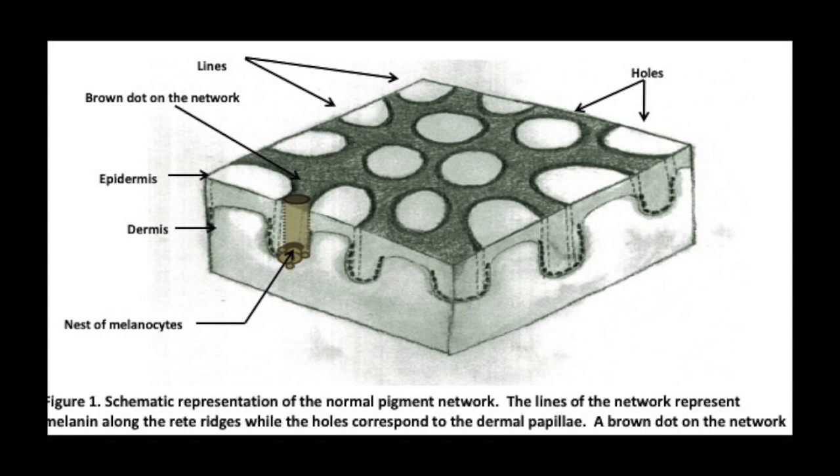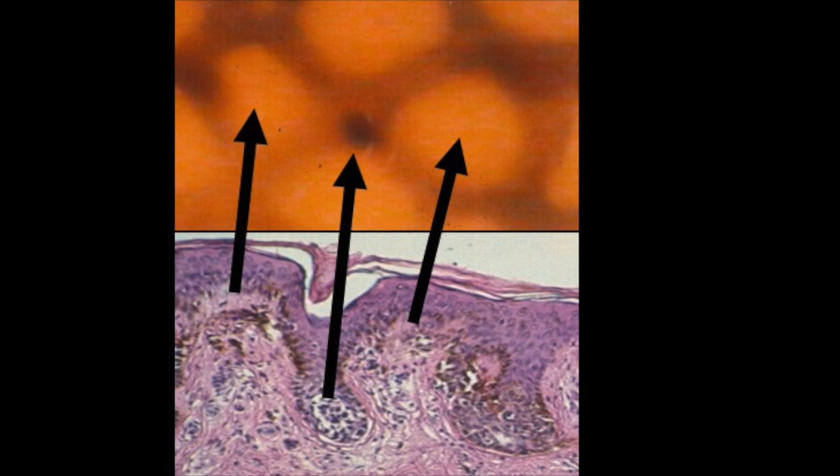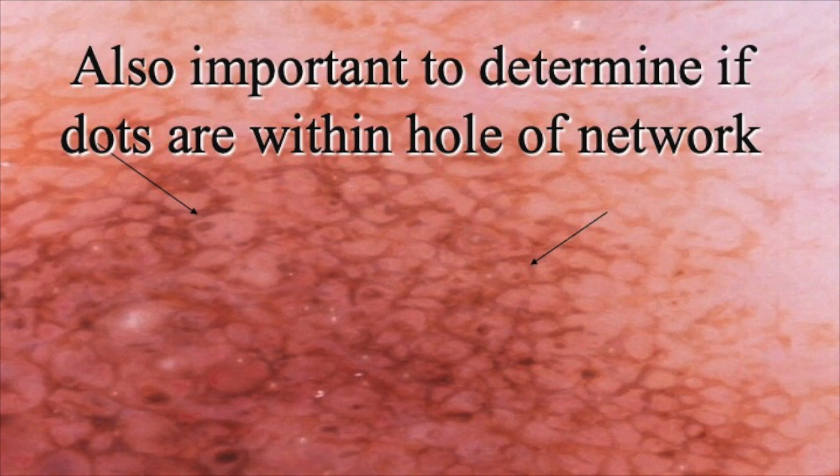If this nest starts to move up along the rete ridge onto the suprapapillary plate, you're getting into dysplastic into melanoma. But when they're present only at the tip of the rete ridge, it's a feature of a nevus. And that's shown here as well. So the little cluster of nevus cells comes right up and is projected on the network line. And then the third is that the dot is smack in the hole of the network. Yeah? So you see it right in the hole of the network.